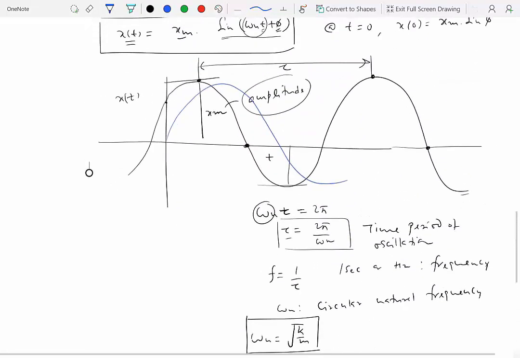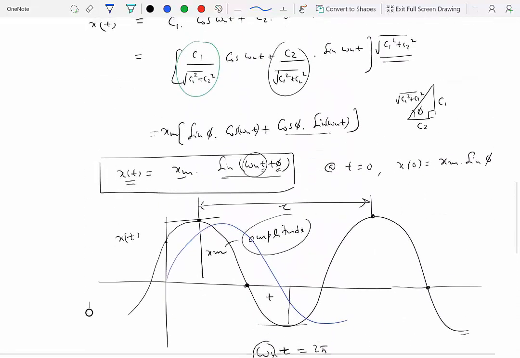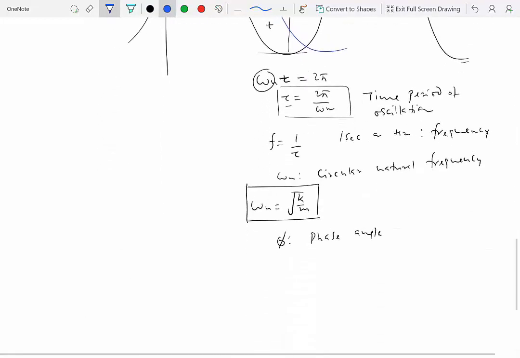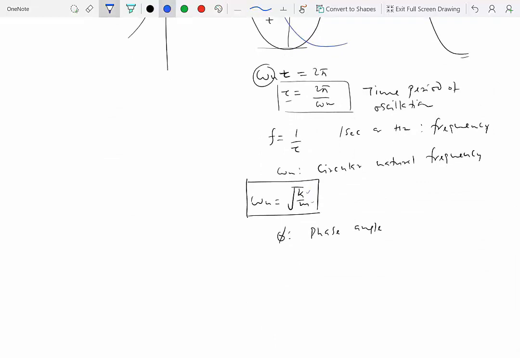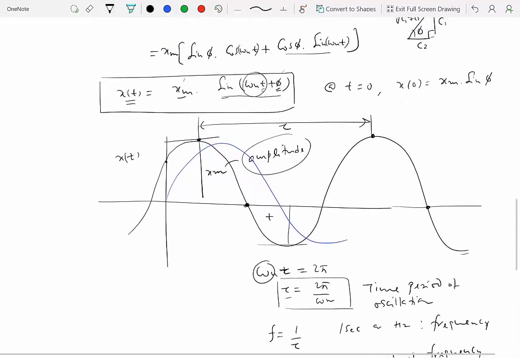Now that we know what the solution for a spring mass system looks like, the question is, how do we get all these different values like x m and phi and omega n? Omega n is obvious to determine because once we know the spring stiffness and the mass, we know what the circular natural frequency would be. What about x m and phi? To determine x m and phi, we need to be given some conditions, either the initial conditions or some intermediate conditions or final conditions.